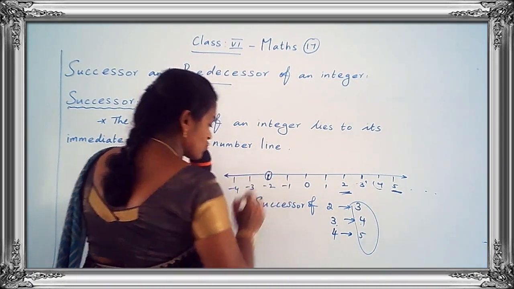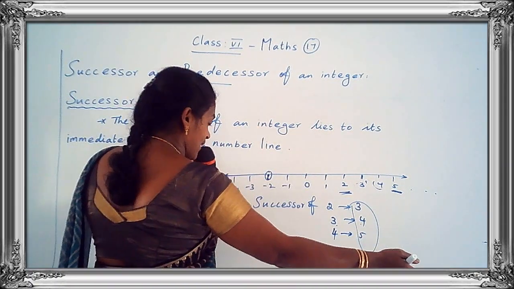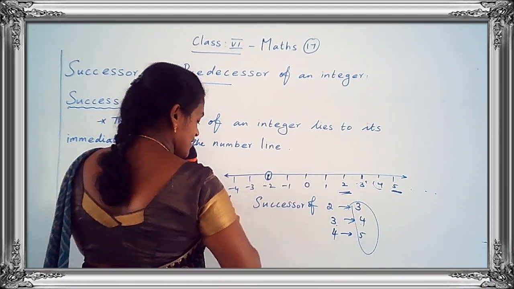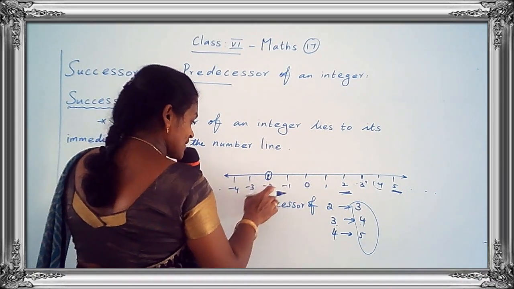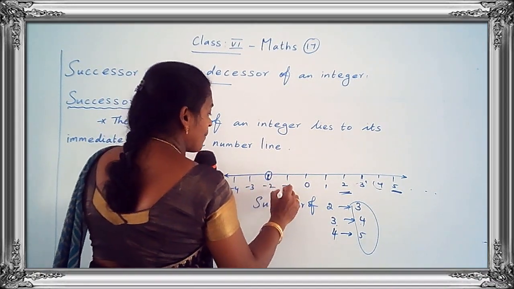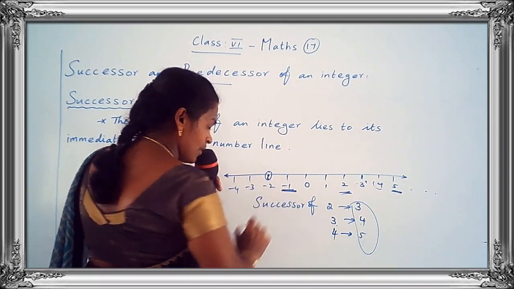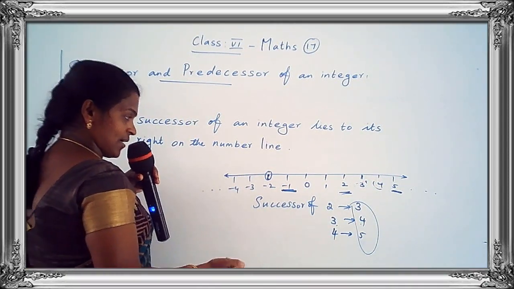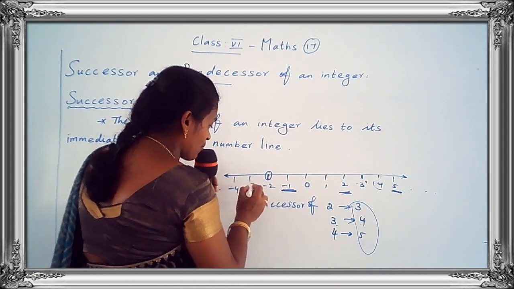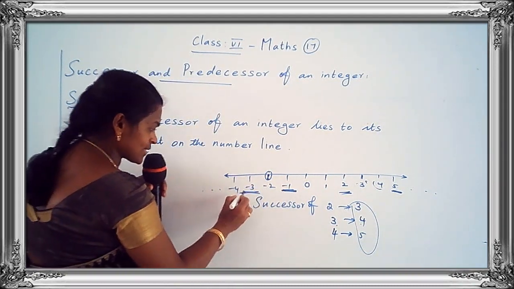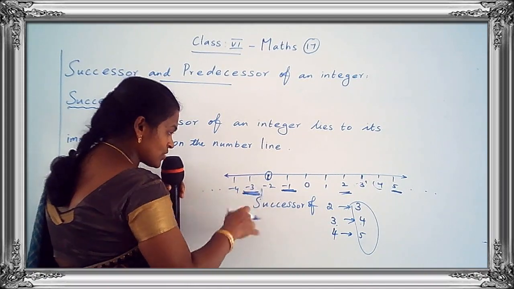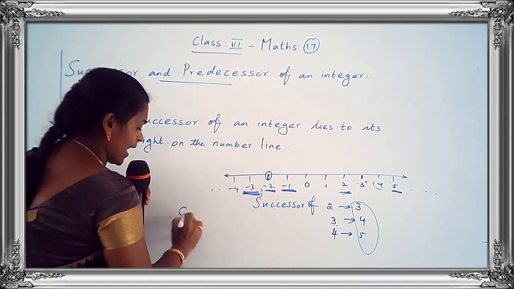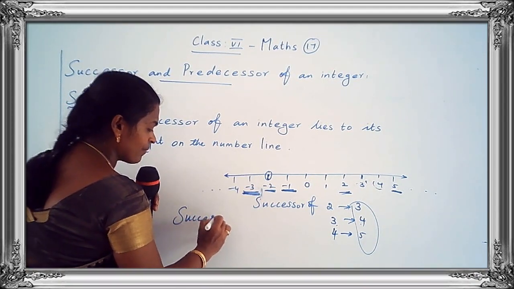Now you say what is the successor of minus 2? What is on the right hand side of minus 2? Which one is the right hand side? This is the right hand side, this is the left hand side. So what is the successor of minus 2? Minus 1. So what is on the right hand side, we call it the successor. What is the successor of minus 3? Which one is on the right hand side? Minus 2.